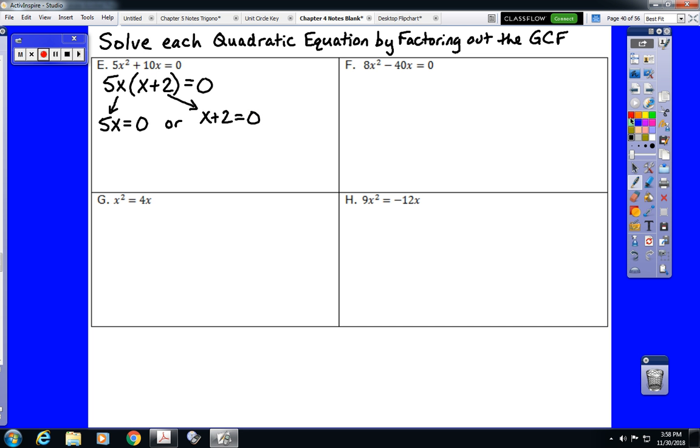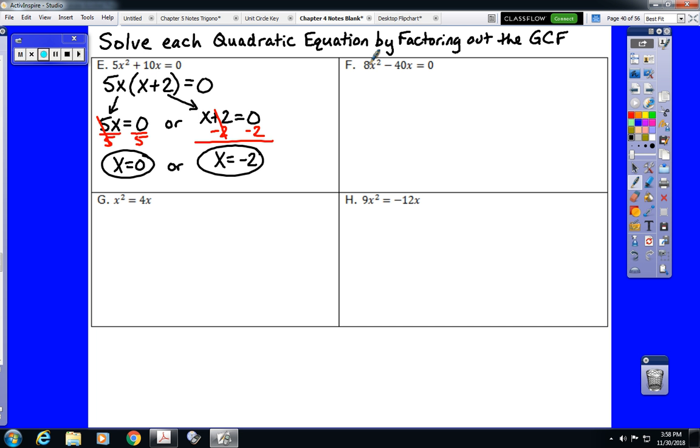Our final step then would be to solve each of these equations. The first one, we would divide each side by 5. 0 divided by 5 is still 0. So the first solution is x equals 0. Or the other one, it's a one-step equation as well, but to solve it we need to subtract 2. So our second answer would be x equals negative 2.